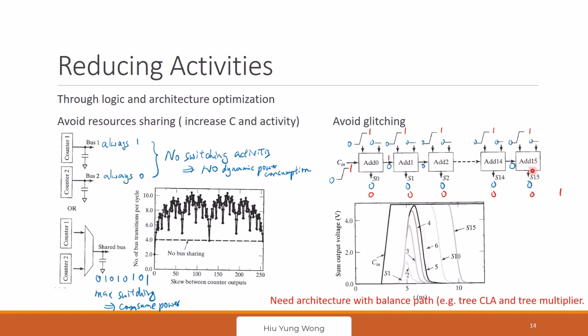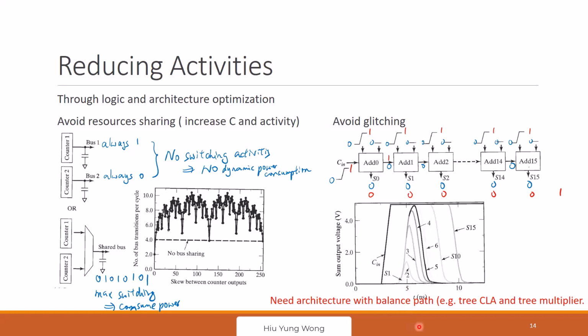For the last bit, you see that this one already gets 1, and you wait for this one to propagate all the way to here, and eventually you realize that it is 0. So here it consumes a lot of energy, where I expect that there should be no energy consumption except the last carry out. This is because of the path unbalancing. So you want to balance the path.